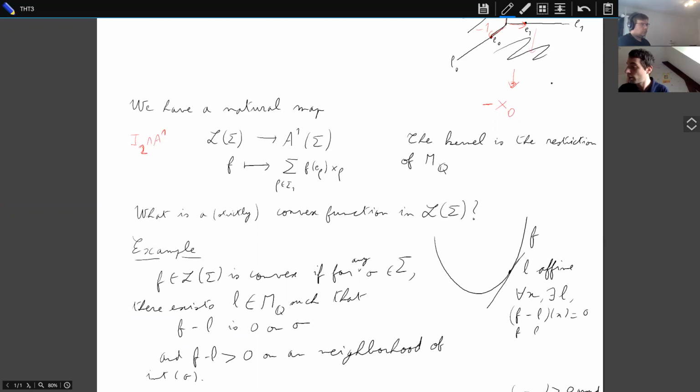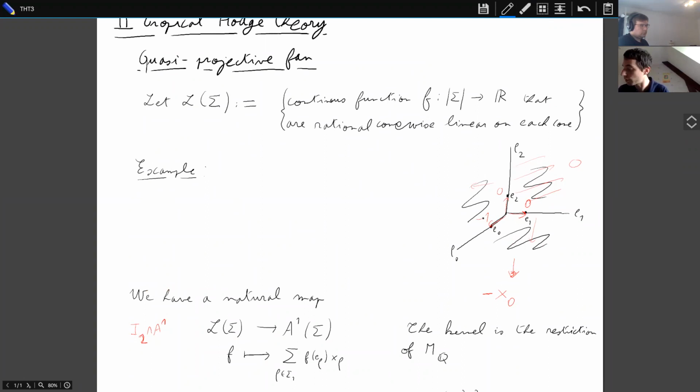So for instance, here it's concave, but if I replace minus one by plus one, it's convex because, for instance, around this face, this is already zero. And if I add a linear map, which is maybe a half here and minus a half here, it will be strictly positive around. And so this is true for this, but also around the zero region and around each ray.